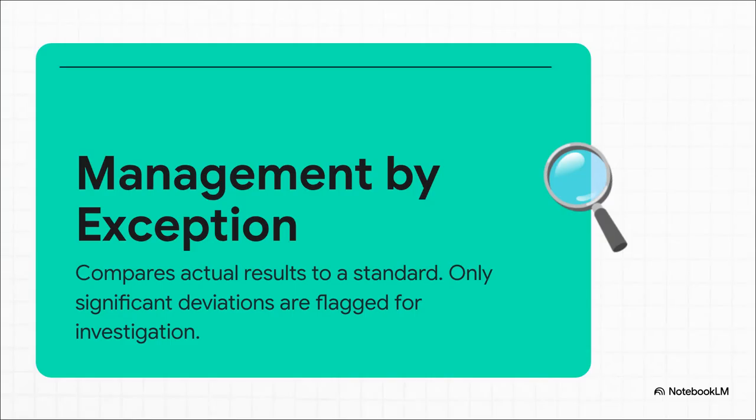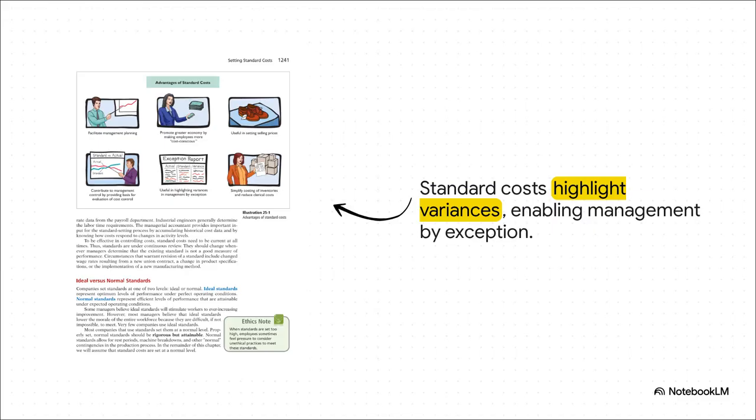Okay, so here's how it works, and it's pretty simple, really. You set a standard, basically a target, for what should happen. Then you just let the system do its thing. You only get an alert when things go way off track. So instead of babysitting everything, you just manage the problems, the exceptions. And this right here shows you how it all connects. Standard costs are the engine that makes this whole thing go. Right? You can't manage exceptions if you don't have a standard to compare against in the first place. That's what standard costs give you, that critical baseline.